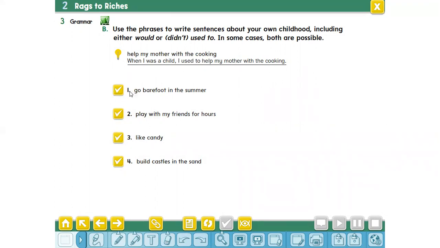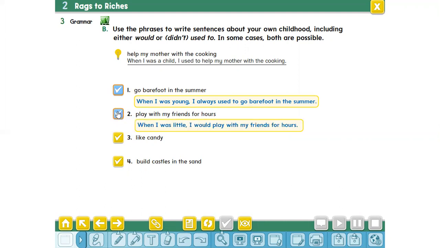Number 1, go barefoot in the summer. Barefoot, without shoes. So, I used to go. Excellent. When I was young, I always used to go barefoot. Pay attention. We should use the base form of the verb. Number 2, play with my friends for hours. When I was little, I would play with my friends for hours. Would plus base form.